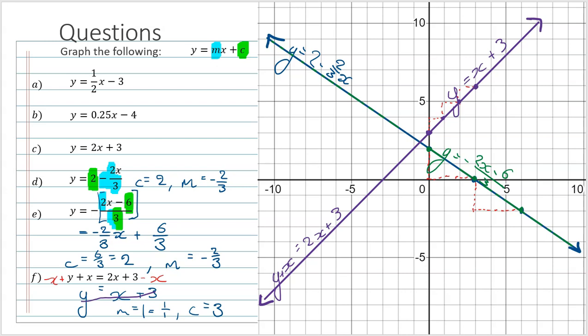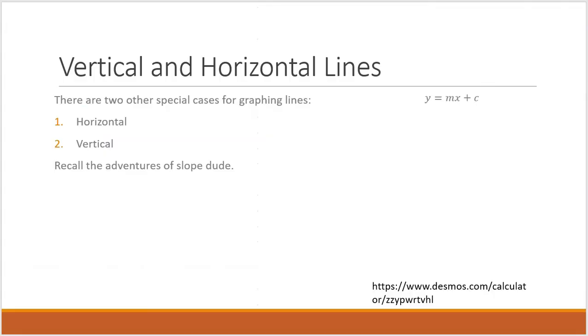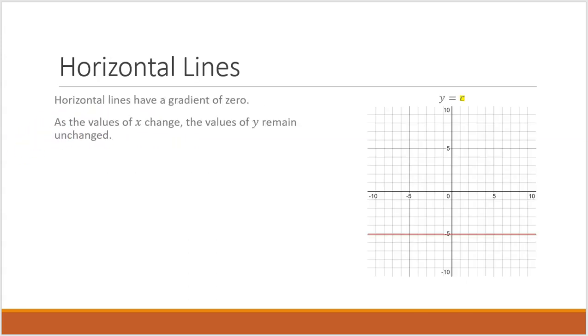Now there's two more cases that we need to look at. Those are the vertical and the horizontal lines. So remember when working with the gradient, slope dude taught us that for a horizontal line, the gradient is equal to 0. As x changes, there's 0 change in y.